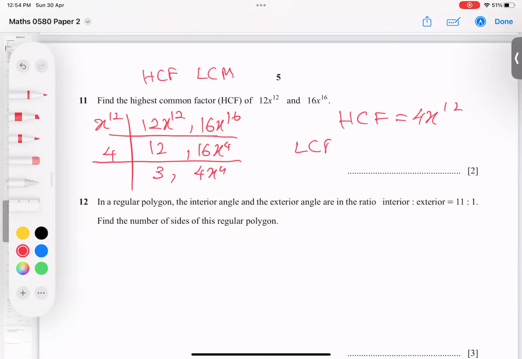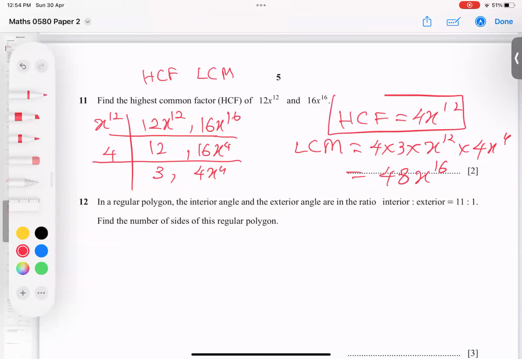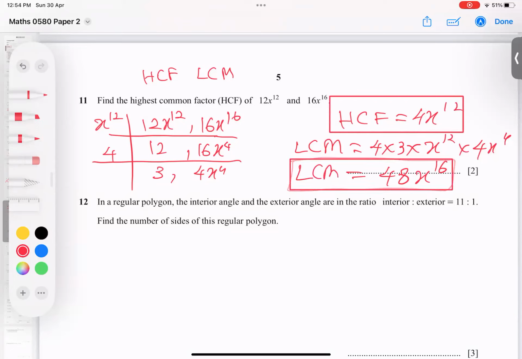But if he asks you LCM, then these two factors and these two factors multiply all together. Just for the sake of knowledge, I'm showing you 3 and 4. So 4 into 3 into x to power 12 into 4, x to power 4. So 4 12s are 48. I hope you're understanding. So 48 and x power 4 and 12 add, powers add, so 16. My question is only HCF, but this I did just extra, for your knowledge.